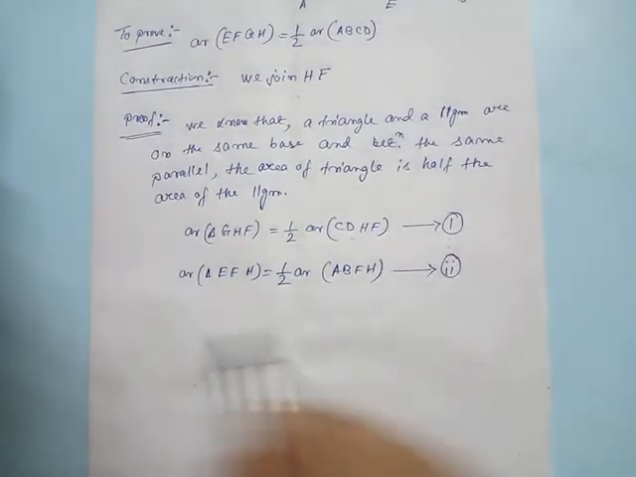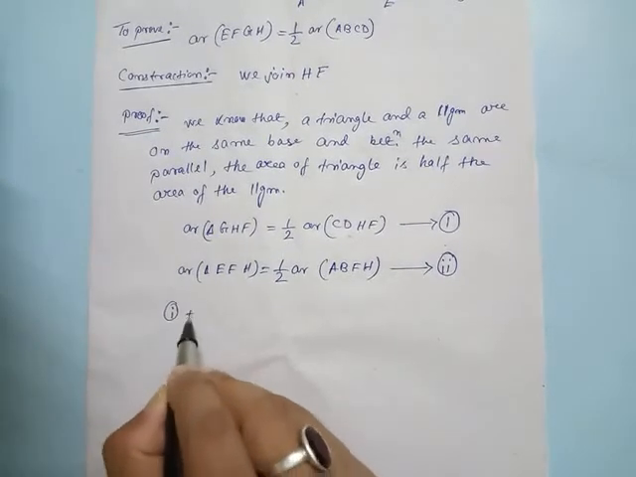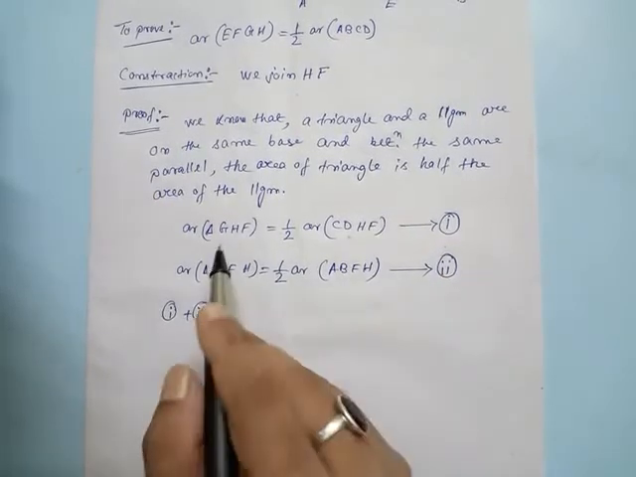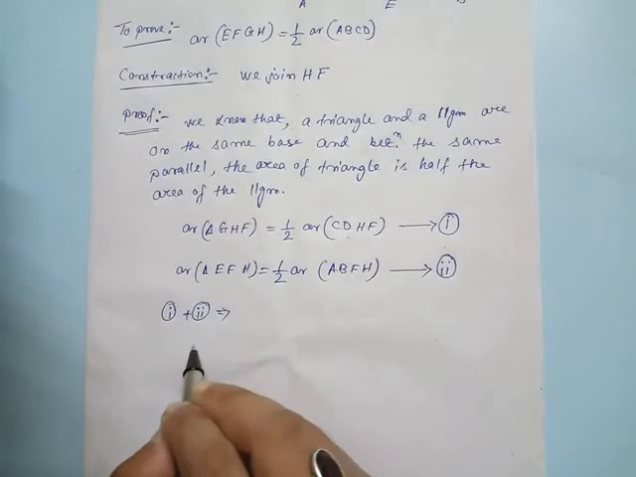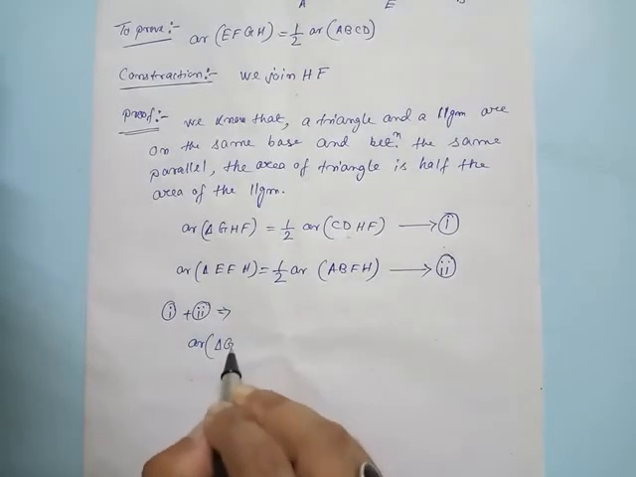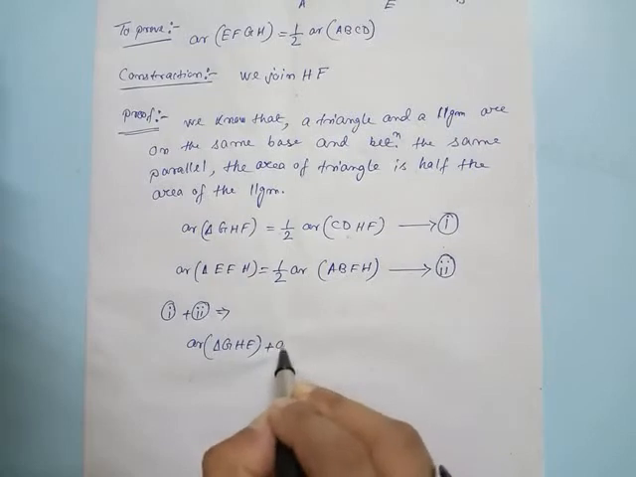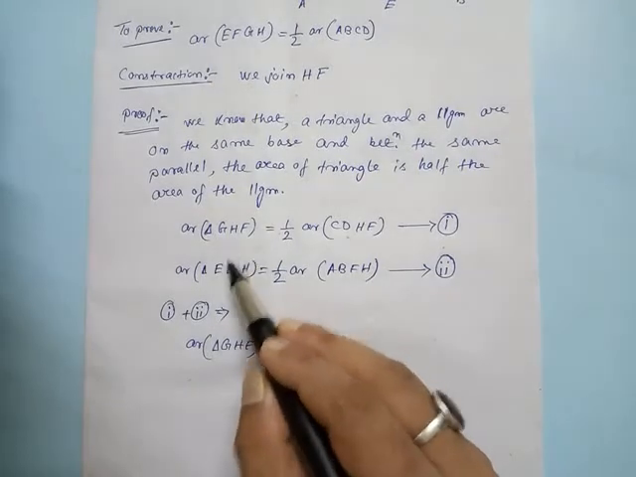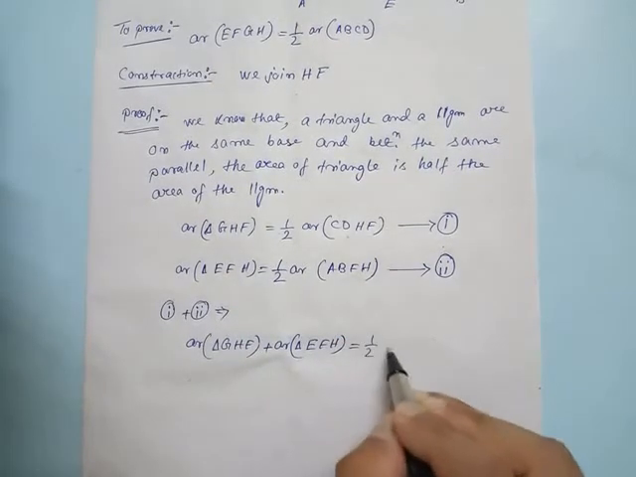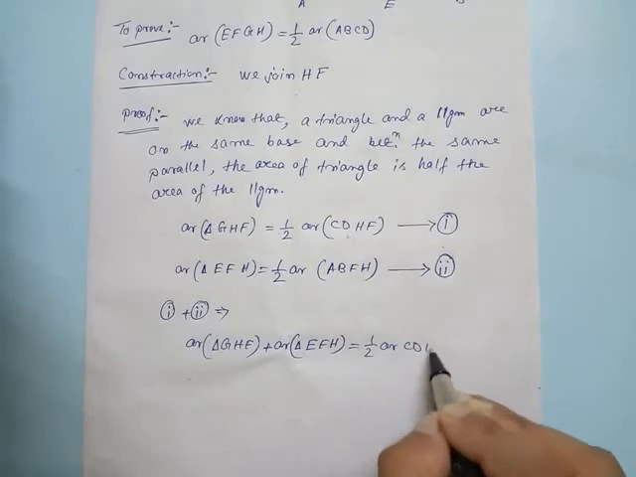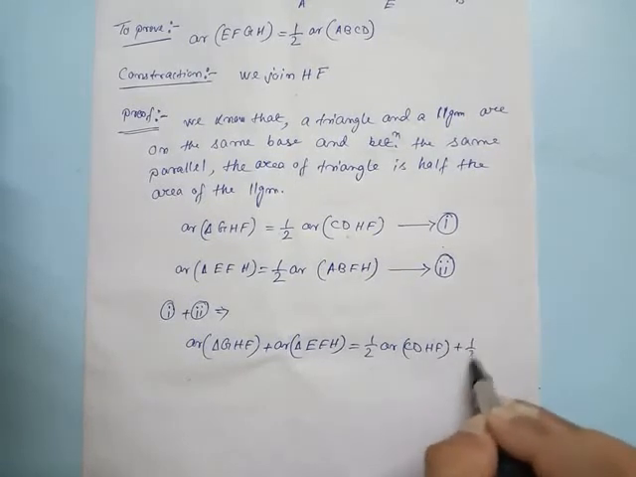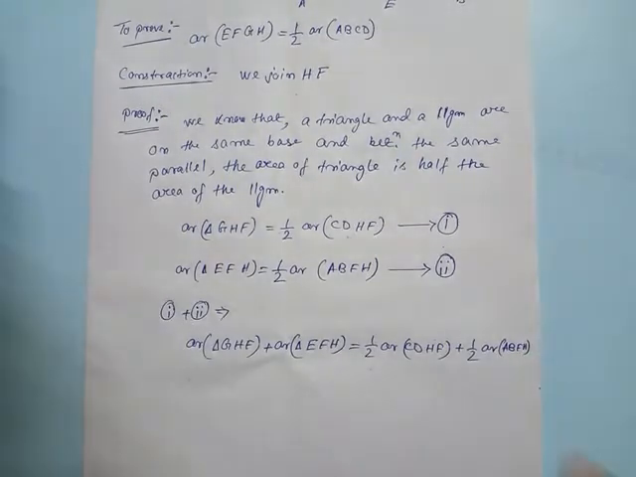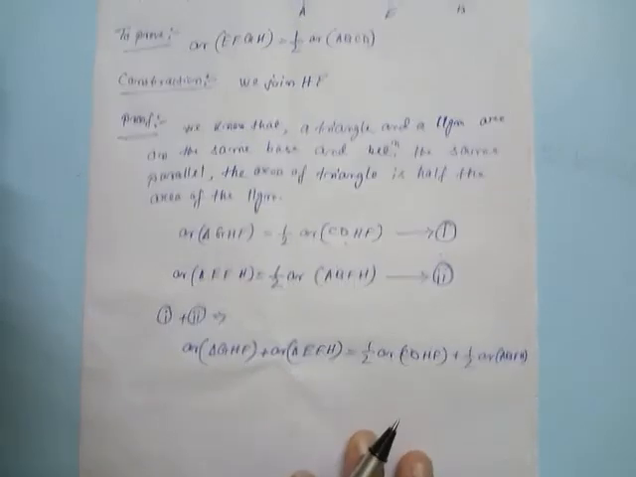Now student, just go for addition. So I will add here 1 plus 2. This is equation number 1. 1 plus 2 I will add here. So look here, after adding what will happen? Area of triangle GHF plus area of triangle EFH. We'll add these two sides, and here half area of CDHF plus half area of ABFH.